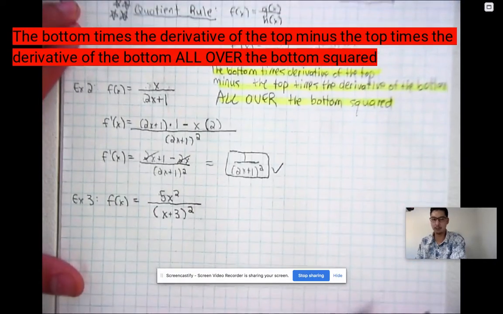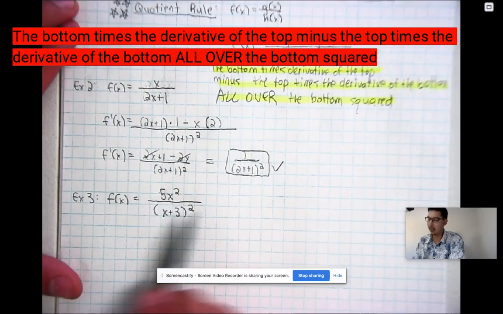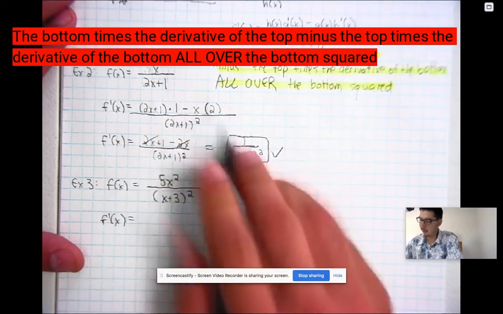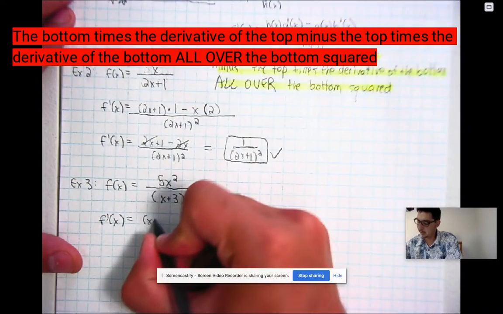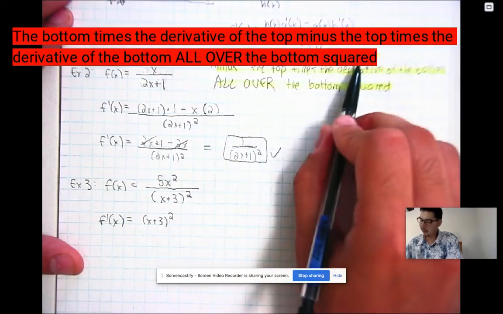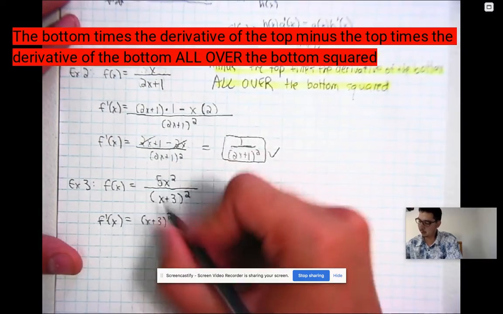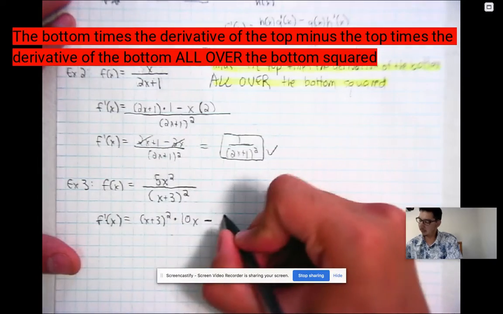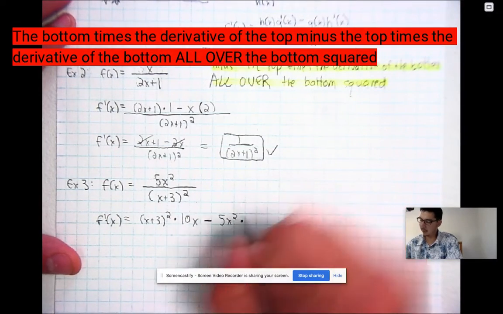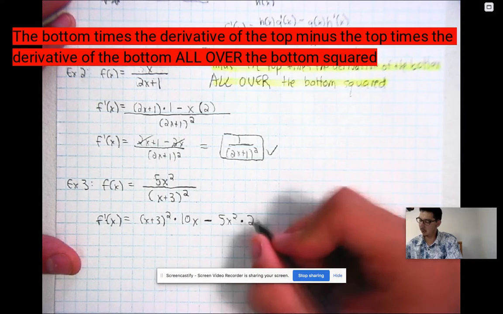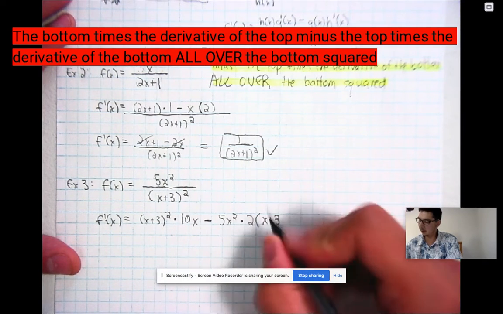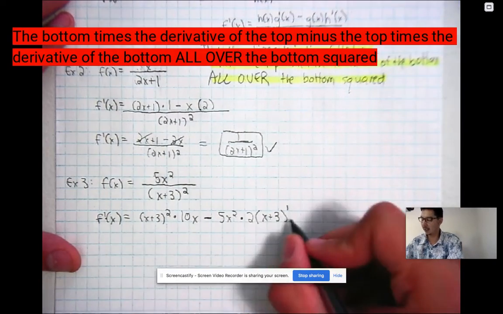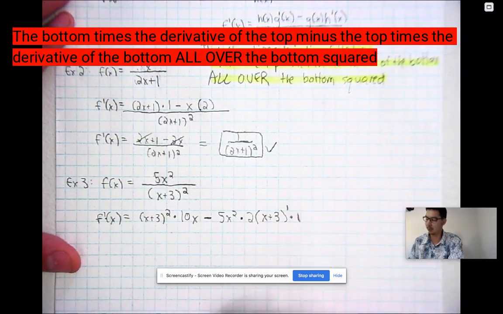Let's look at one more function. Let's look at the function 5x squared divided by x plus 3 squared. So using the quotient rule here, we have the bottom, which is x plus 3 squared, times the derivative of the top, so times the derivative of 5x squared, which would be 10x, minus the top times the derivative of the bottom, which is 2. Chain rule, leave that alone. And then times the derivative of the inside, which we actually got lucky. The derivative of the inside of x plus 3 is just 1. So we got lucky there.